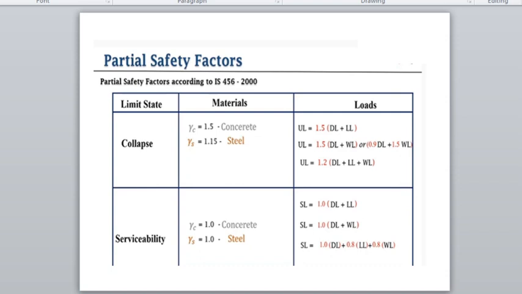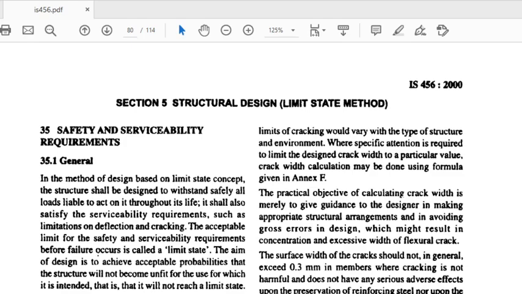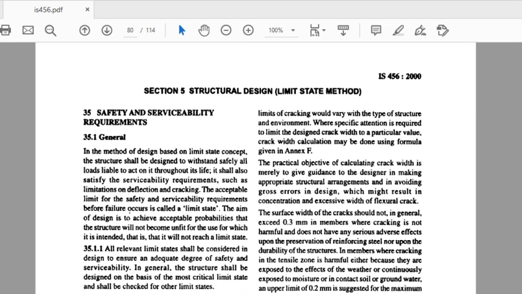Okay. Now I am going to IS 456, and in IS 456, at clause number 35, it is written: structural design, limit state method. So I am in the same video, showing both these video class.